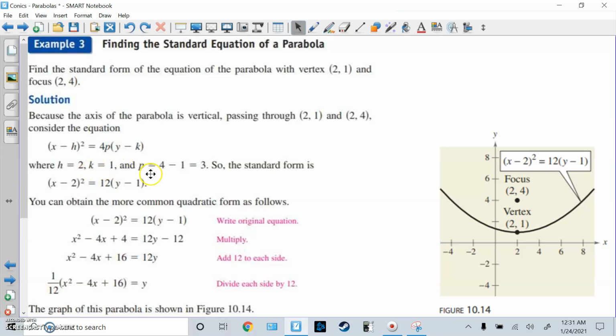So when you plug in those 3 numbers, you get this formula. x minus 2 all squared equals 12, because that's 4 times 3, times parentheses y minus 1. And then you can just FOIL, distribute, then solve for y to get this equation. So that's what we usually see. y equals 1/12 x squared minus 4x plus 16. Although we usually do distribute that 1/12.